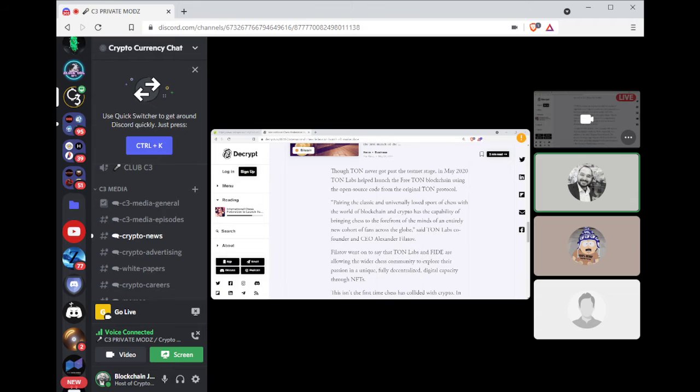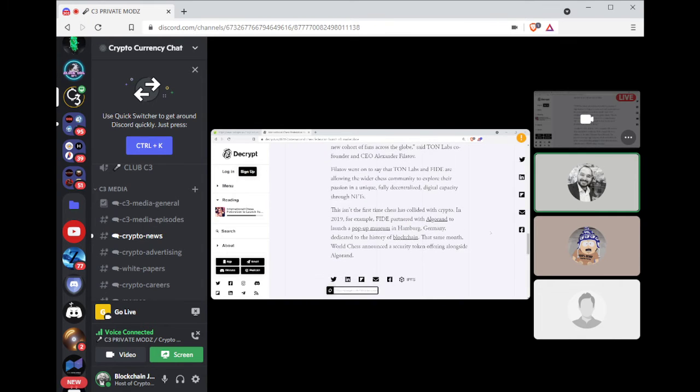Pairing the classic and universally loved sport of chess with the world of blockchain and crypto has the capability of bringing chess to the forefront of the minds of entirely new cohorts of fans across the globe, said Tun Labs co-founder and CEO Alexander Filatov. Filatov went on to say that Tun Labs and FIDE are allowing the wider chess community to explore their passion in a unique, fully decentralized digital capacity through NFTs.